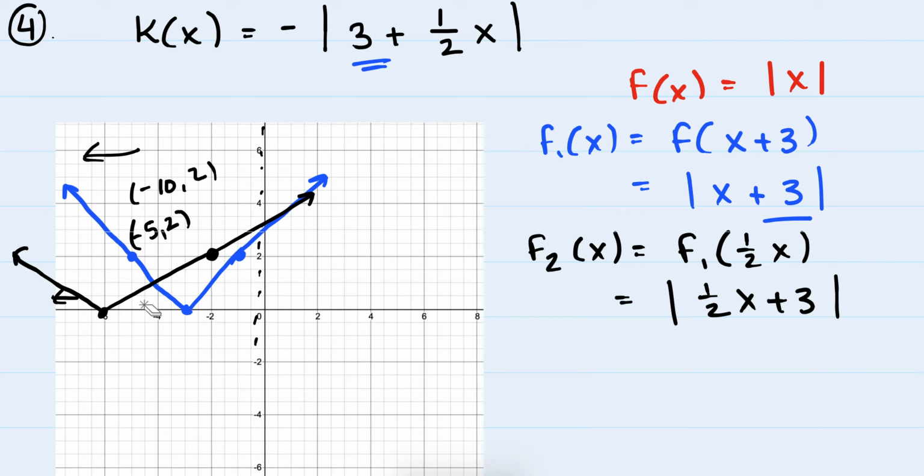We can double check this as well. We can just plug some stuff in. So see what happens when I plug in -2. If I plug in -2 into this function, I get -1. -1 plus 3 is 2, which is right here. If I plug in -6, I get -3. -3 plus 3 is 0. The absolute value is 0. So you see what I'm doing here? When the number is inside the function, you're going to multiply your x values by the reciprocal.